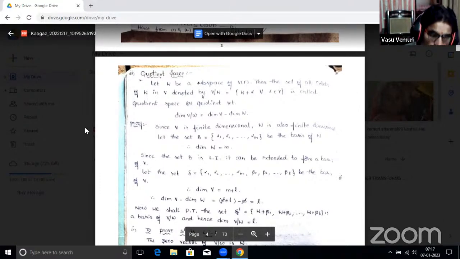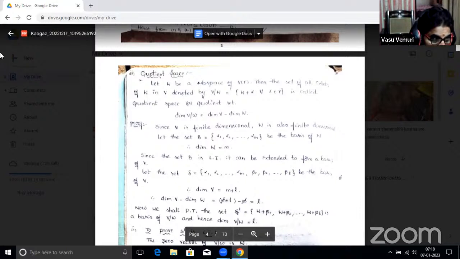On the right side, those elements are called right cosets: W plus alpha, W plus beta, W plus gamma, or W plus x, W plus x1, W plus x2, W plus x3. These are all right cosets. So the coset elements, either left cosets or right cosets, given W is in V, that is called the quotient set. That quotient set must form a vector space.